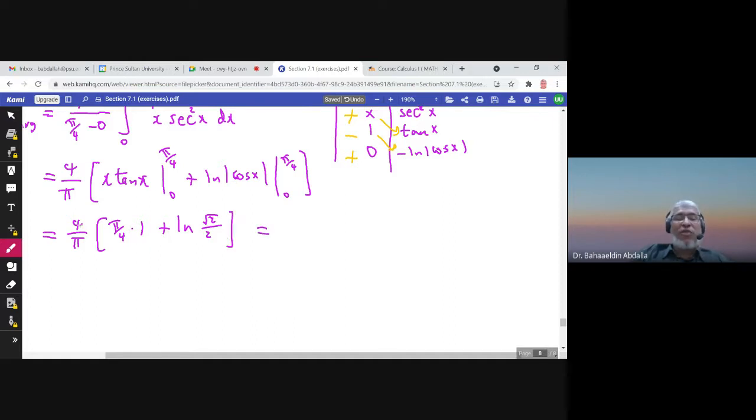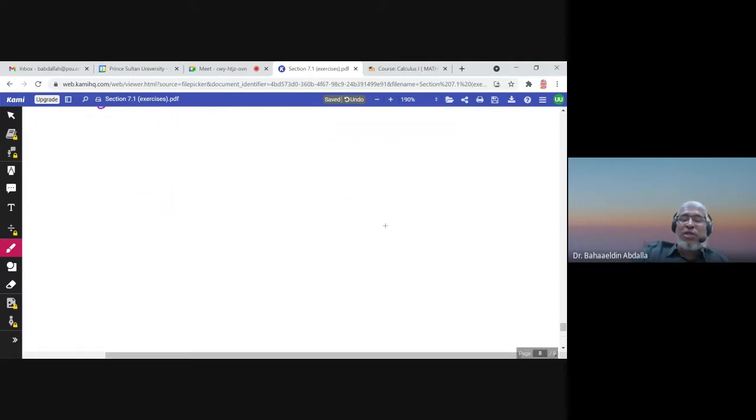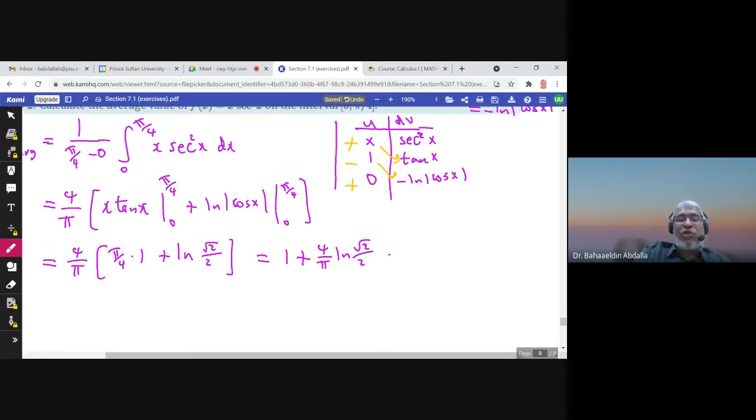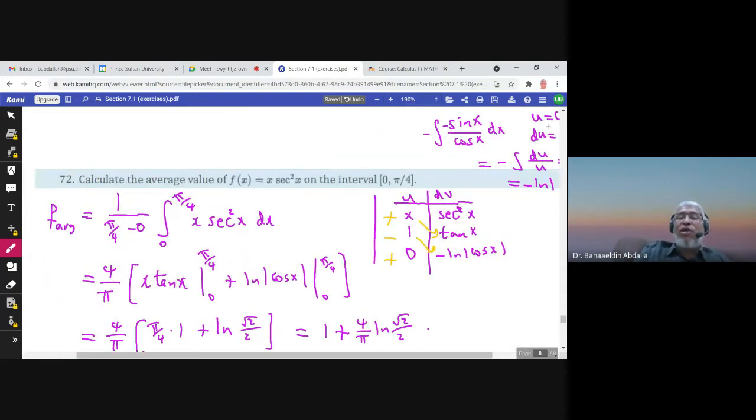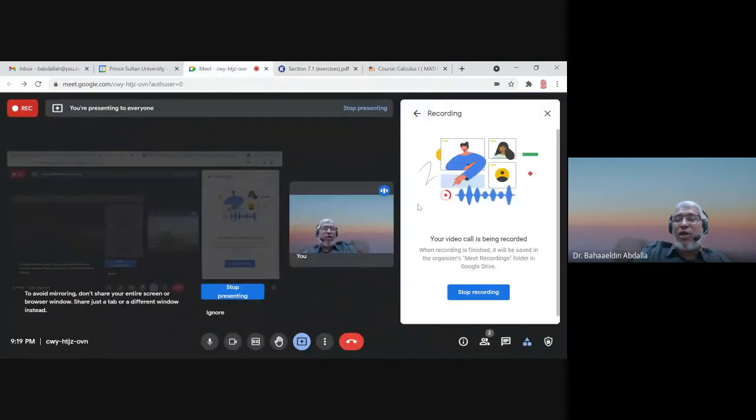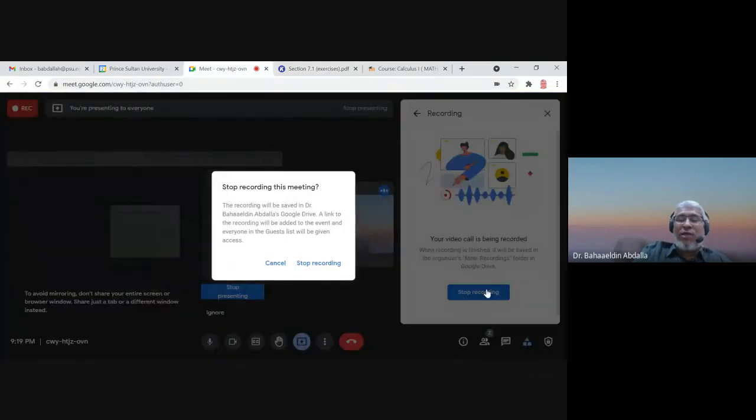So the final answer would be 4 over pi times pi over 4 is 1, plus 4 over pi ln square root of 2 over 2. This would be the answer of the question. And I believe this is the last question. Hopefully you enjoyed integration by parts and its exercises.